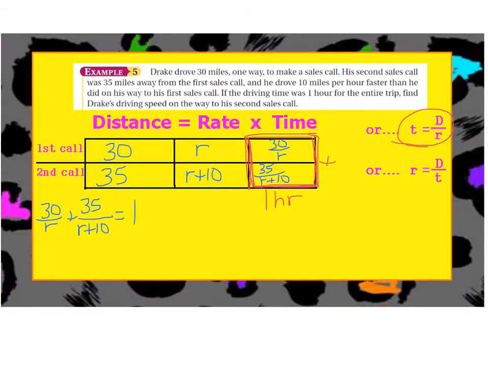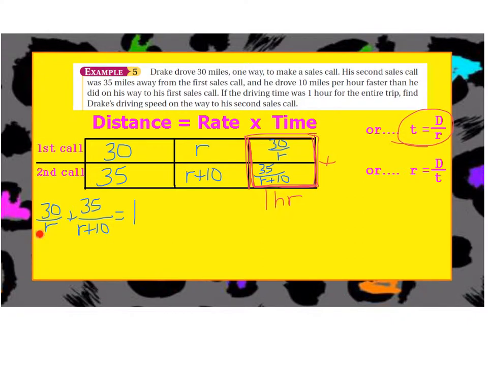Now, this is kind of unfortunate that it equals 1. This is not like the work problems that always equal 1. That was a coincidence. I could have easily said it took him 5 hours for the entire trip. Then I would add these and set it equal to 5. Okay, so that just happens to be the total time. You add them, and it adds up to a total time.